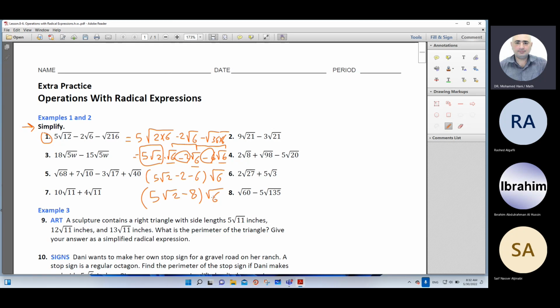Okay, Michelle? Listen to the exercise number 2. As you see, here you have square root of 21, here you have square root of 21. When you have the same square root, you can do subtraction. How? Take the number who multiply by the first square root, 9. Then take the second number, minus 3, square root of 21. So 9 minus 3 will be what? 6 square root of 21.